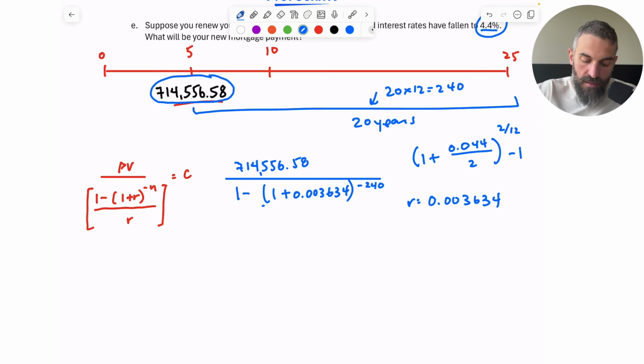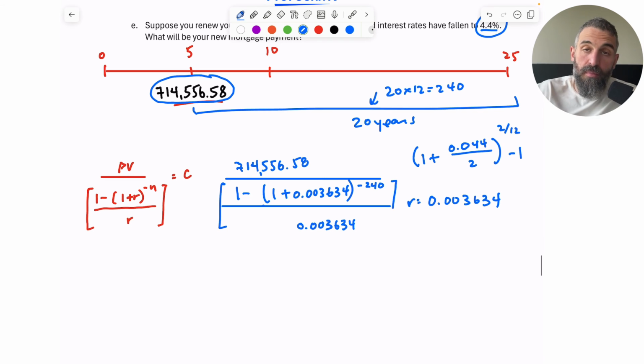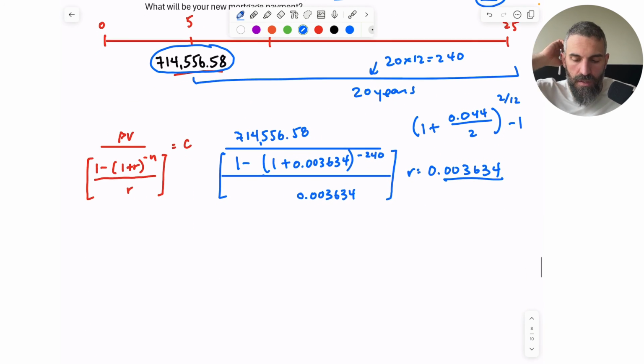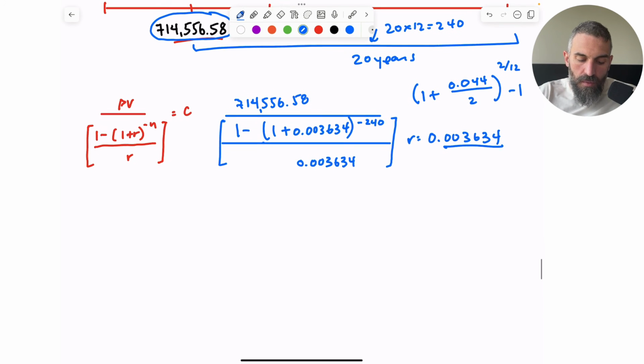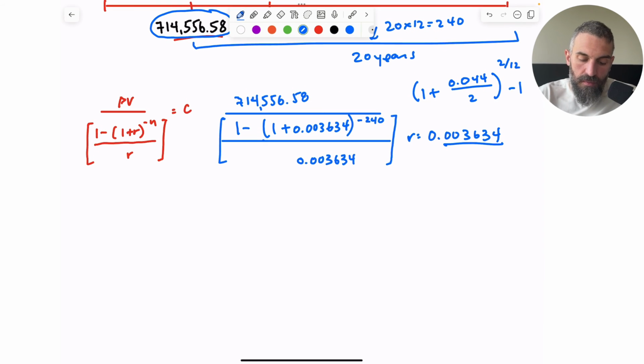All that divided by 0.003634. And the more decimals you use, the better. I'm using 6 decimals because when you're dealing with large numbers, you see here, the 6th decimal can actually make a difference. Okay, so we're punching this in, and we're getting our payment.